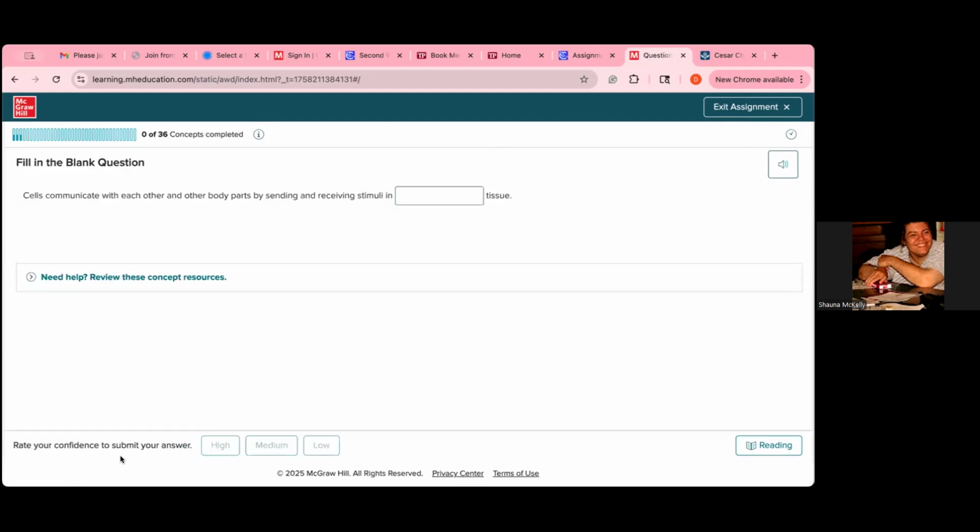Cells communicate with each other and other body parts by sending and receiving stimuli in, I would say, nervous tissue.